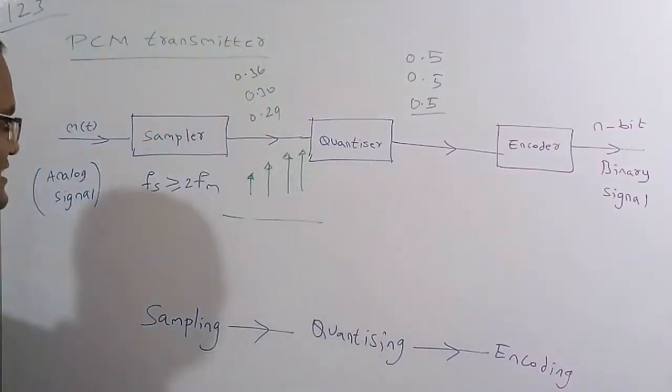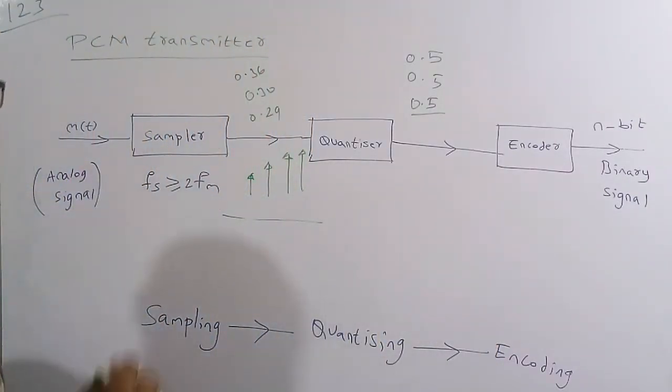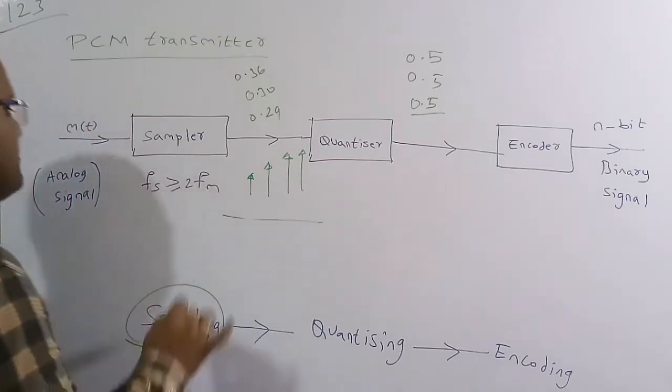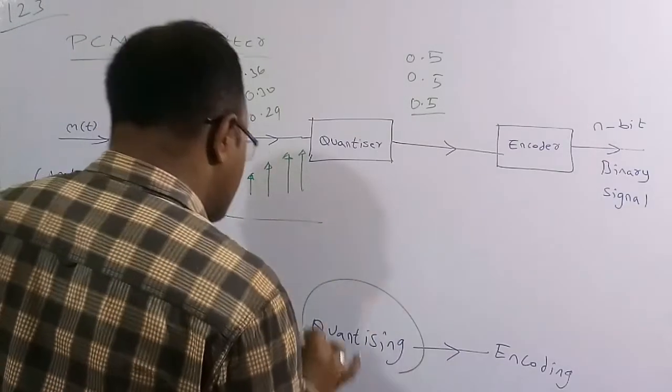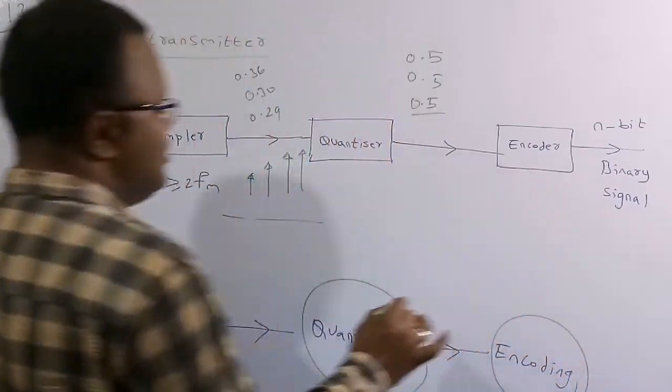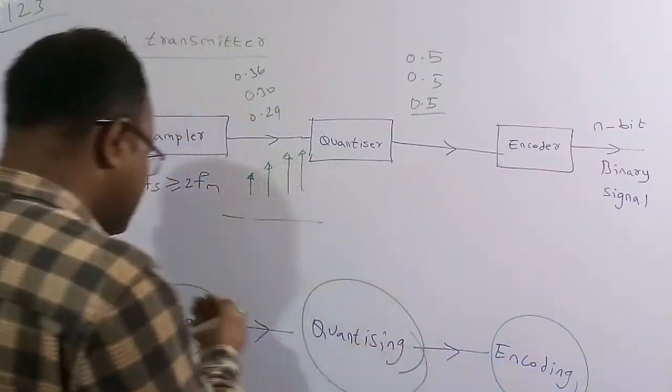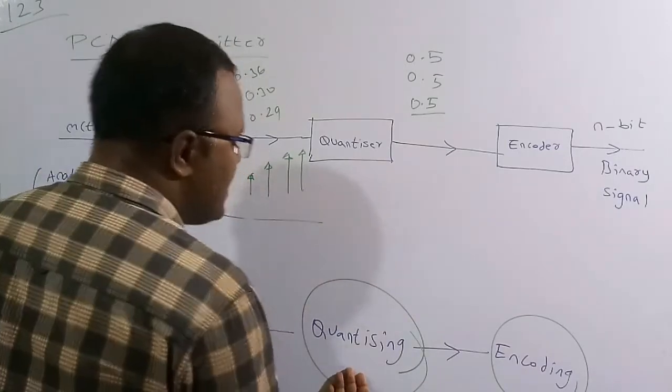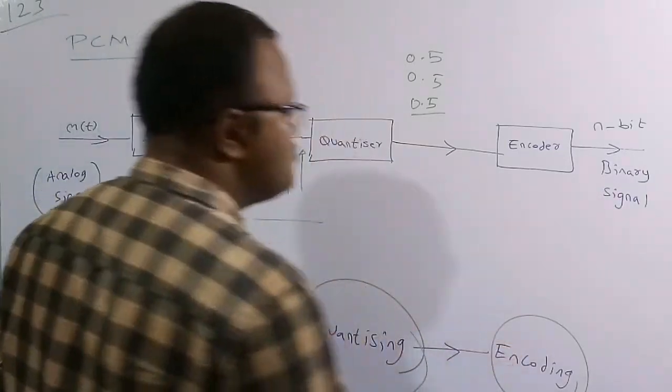So in the PCM transmitter, the first thing is the sampling process, then the quantizing process, and then the encoding process. So this is the correct sequence. First sampling, then quantizing, and then encoding. Now we are going to solve question 124. See the question here.